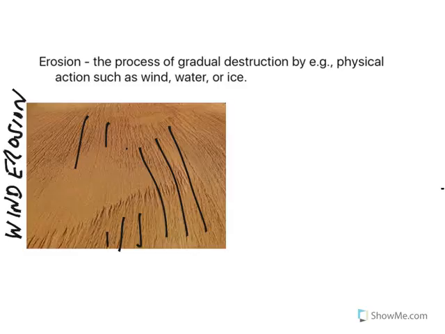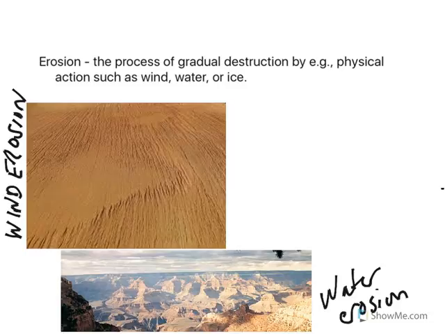Another example is sand dunes, shifting sand in the desert. The surfaces are constantly being changed on the surface of Earth. Now, what about water erosion? A great example of water erosion is the Grand Canyon.